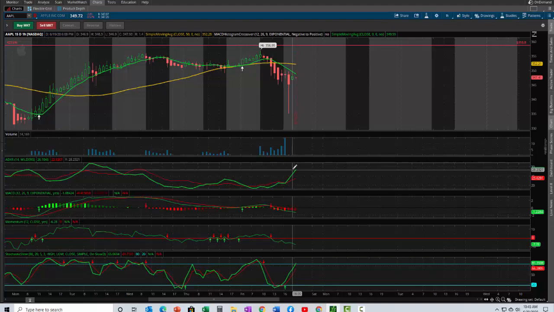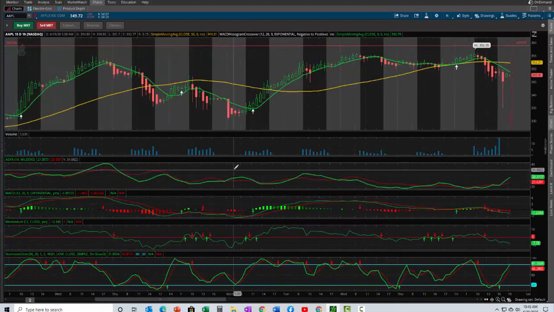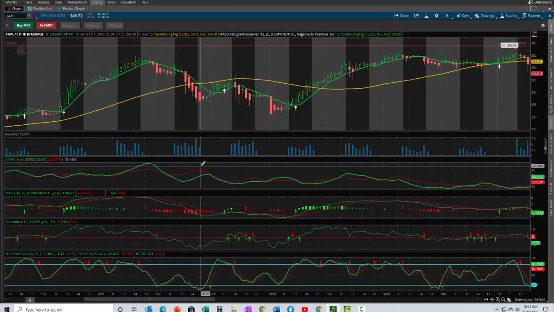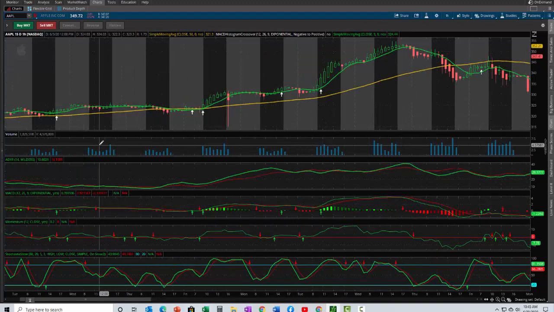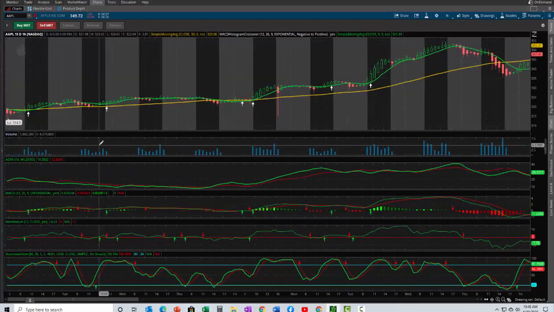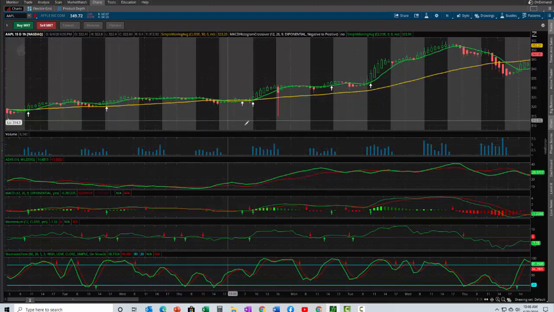Now, I don't play the downside, so I'm looking for the reverse of that, which would be something along the lines of a green stochastic with perfectly lined up green momentum and MACD, which we don't see here.